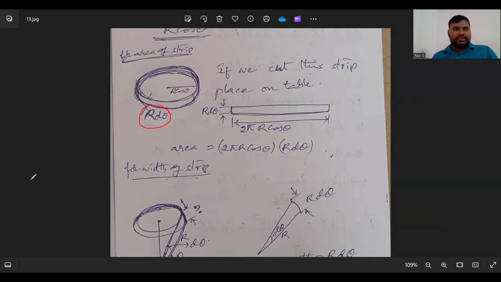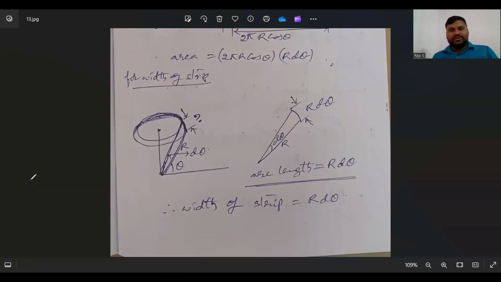Let us see this picture in detail. As we saw in the previous example, this strip is making an angle theta with the reference line. Let us consider a small d theta to find the strip width. Now we can draw this part here. This is d theta and this is r, and this is the arc. Arc length is equal to r theta, so here it is r d theta. Arc length is nothing but the width of the strip. That is why the width of the strip is r d theta.